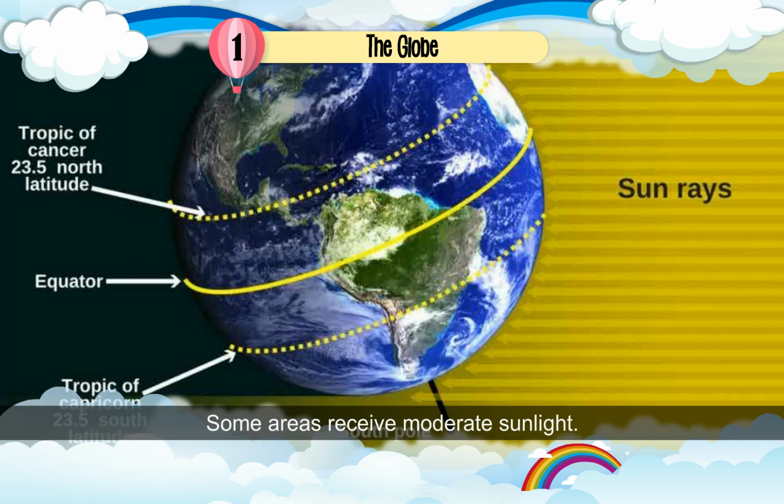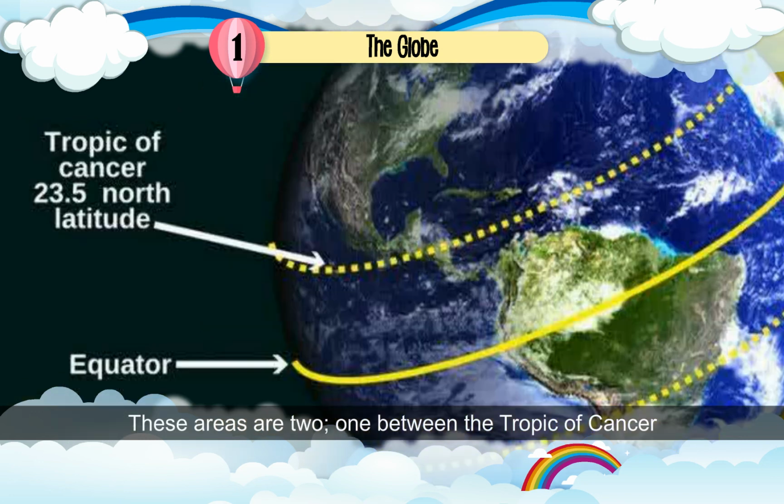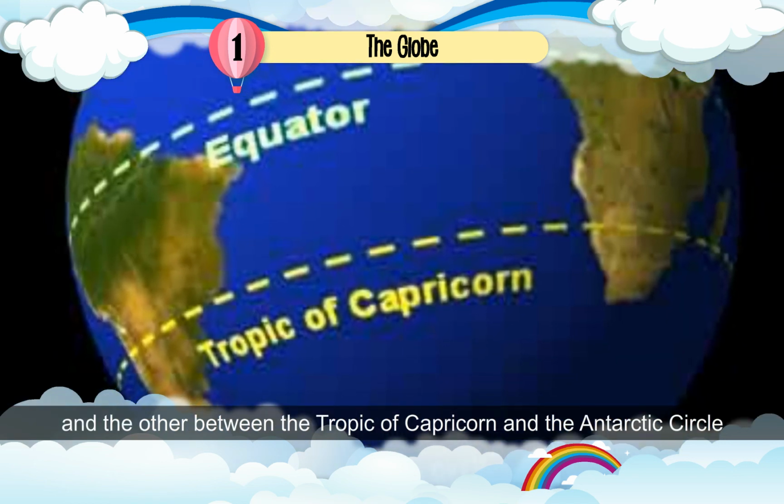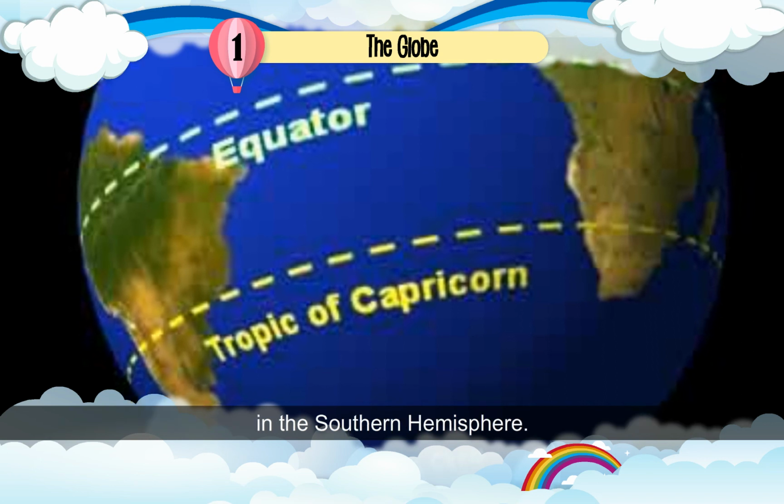3. Moderate zone. Some areas receive moderate sunlight. They are neither too hot nor too cold. These areas are two, one between the Tropic of Cancer and the Arctic Circle in the northern hemisphere, and the other between the Tropic of Capricorn and the Antarctic Circle in the southern hemisphere.